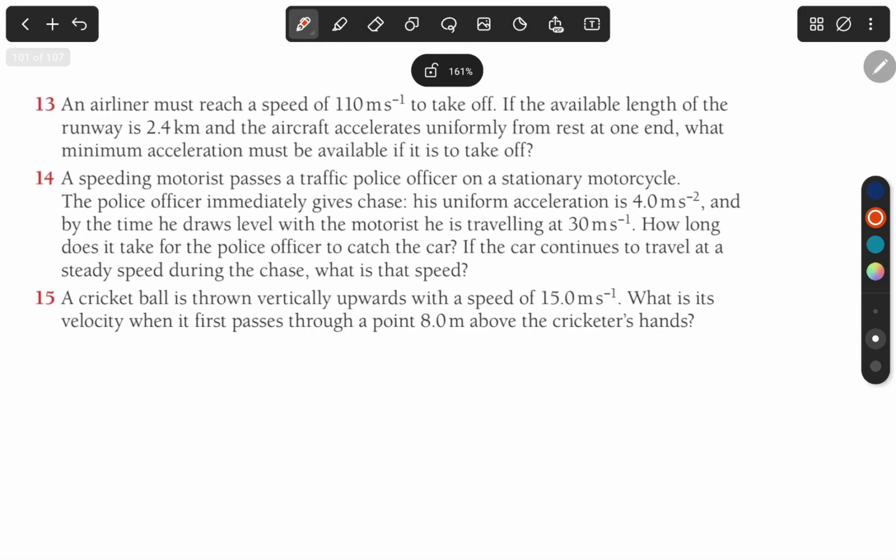Okay, so question number 14 will be solved by you. You can give it a try, guys. Question number 13, of course, I'm going to solve.